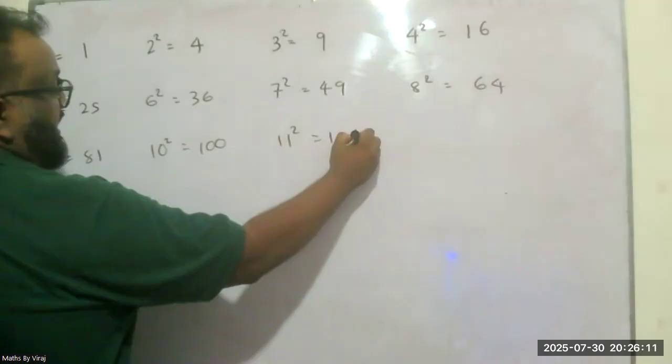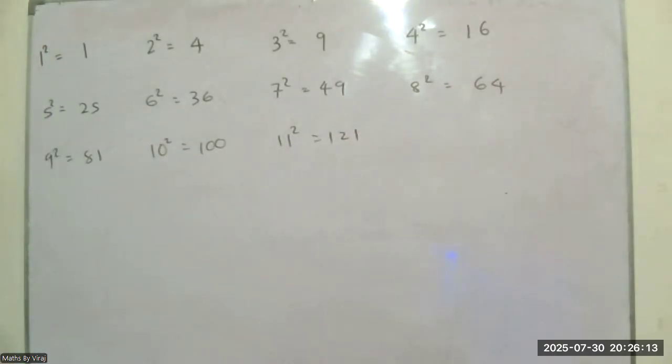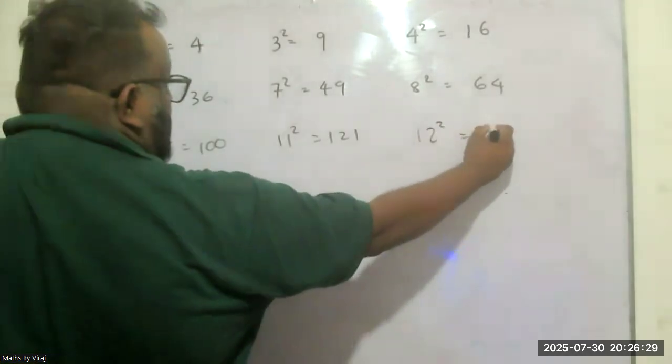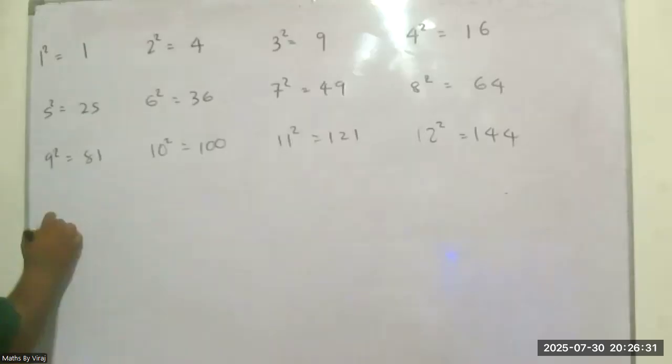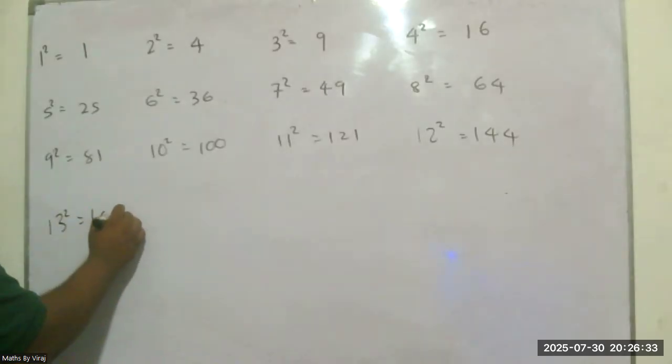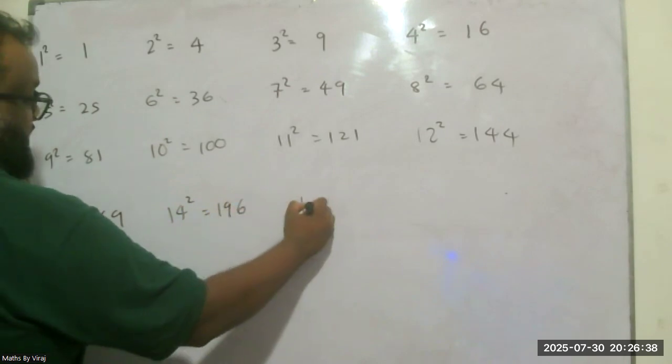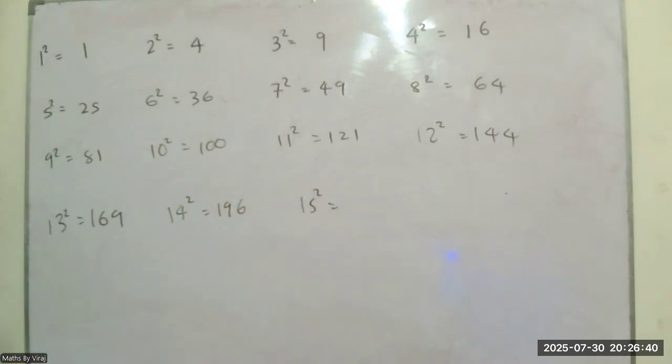11 squared is 121. Now tell me, what is 12 squared? Do the calculation and tell. What is 12 squared? 12 into 12. 144. What is 13 squared? 169. 14 squared? 196. 15 squared? What is it?